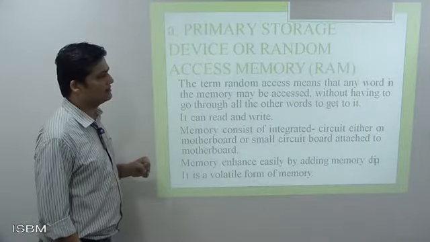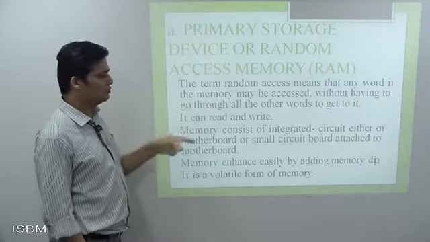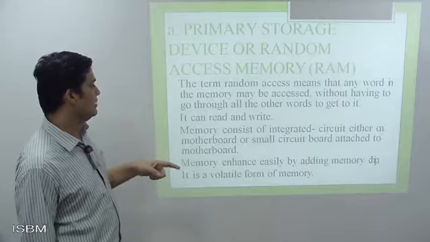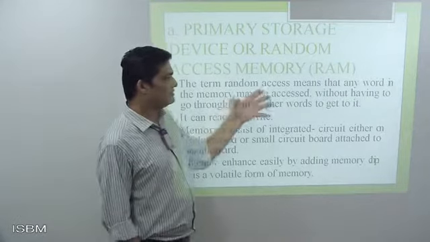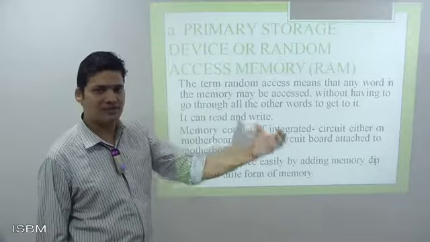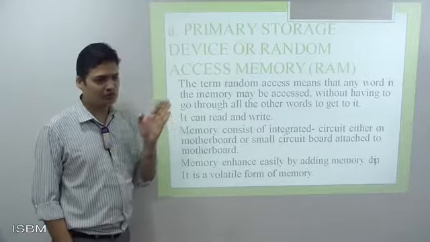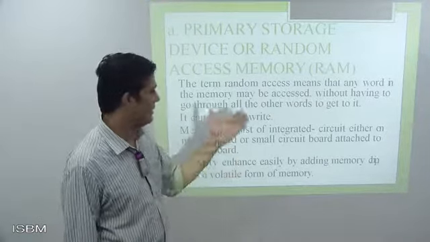The term random access means that any word in the memory may be accessed without having to go through all the other words to get to it. So random access means you can randomly access particular data stored inside a RAM. It can read and write. You can easily read and you can write in the RAM.